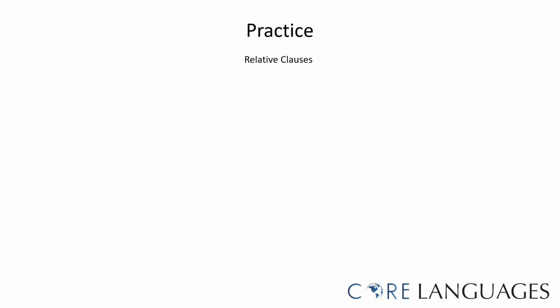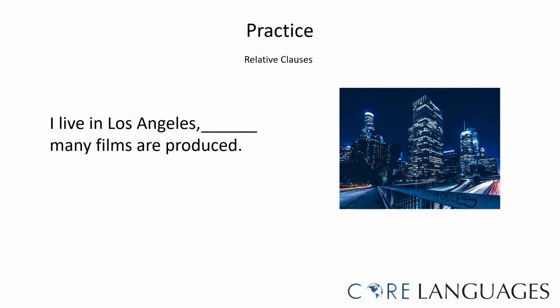Here's an example of a sentence with a relative clause. Try to choose the correct relative pronoun to complete it. I live in Los Angeles, where many films are produced, or in many films are produced. The correct relative pronoun is where, and it refers to the antecedent Los Angeles. I live in Los Angeles, where many films are produced.